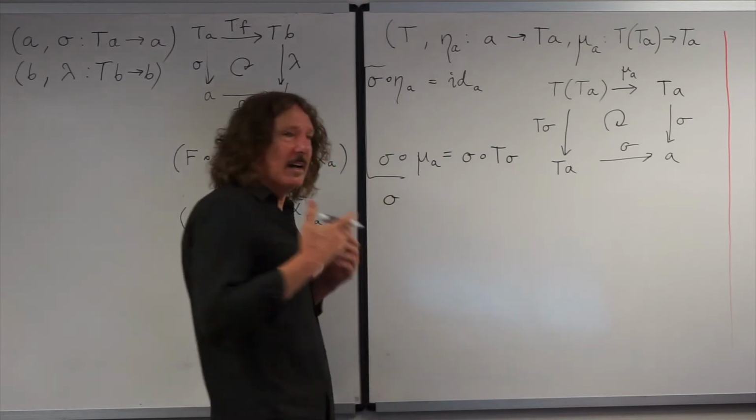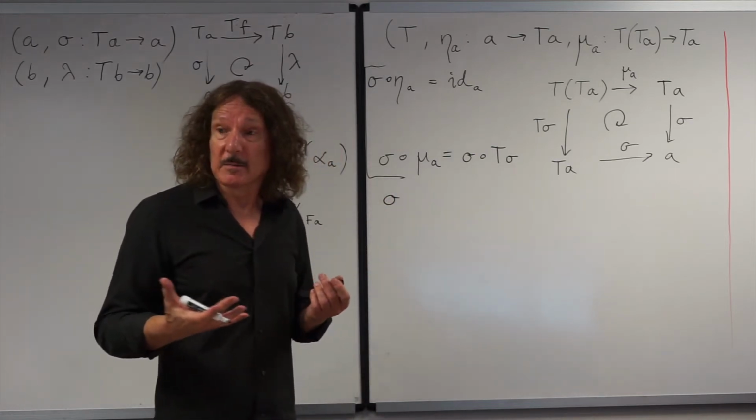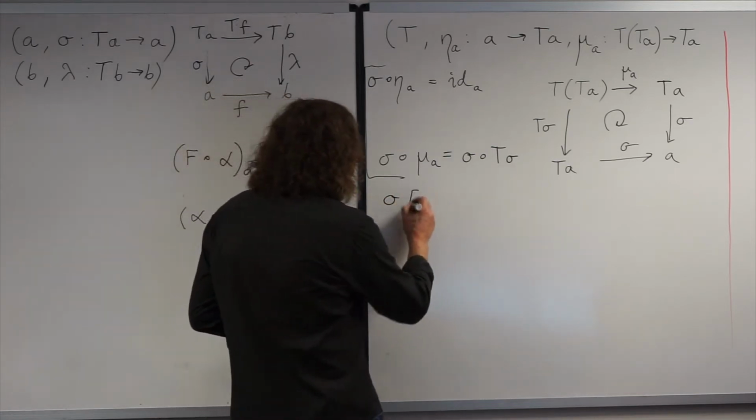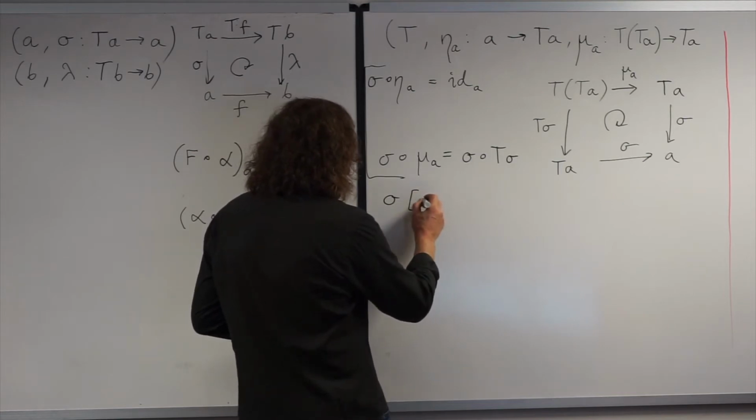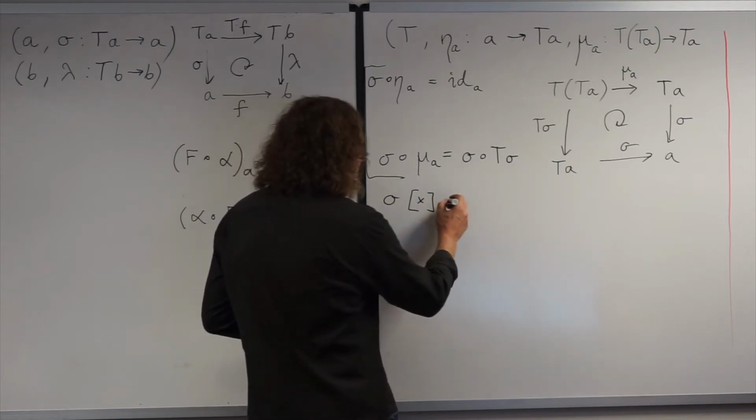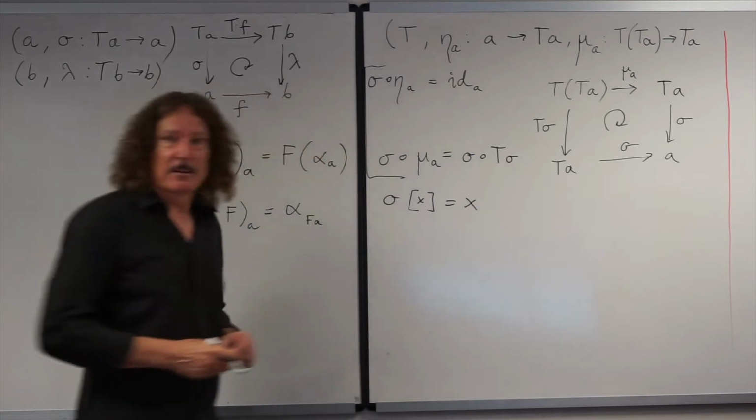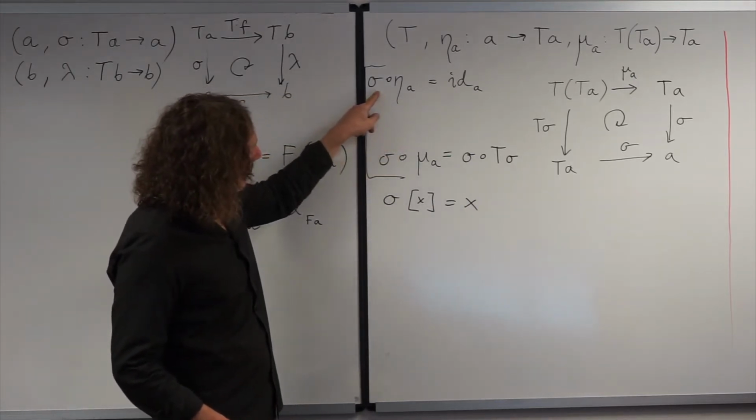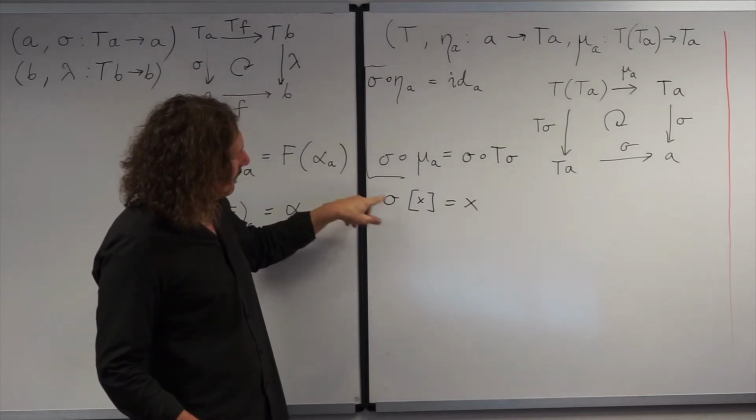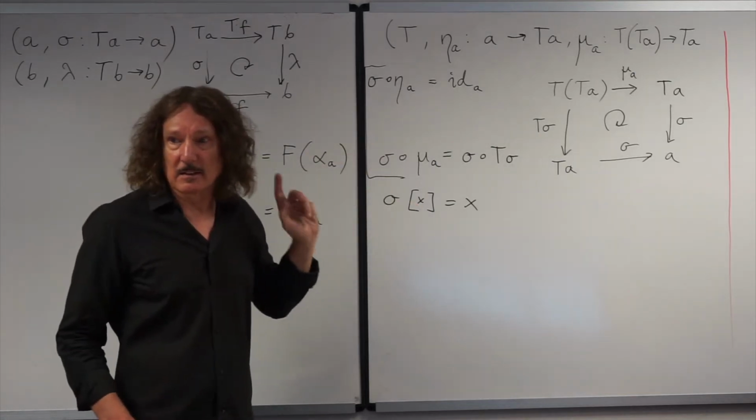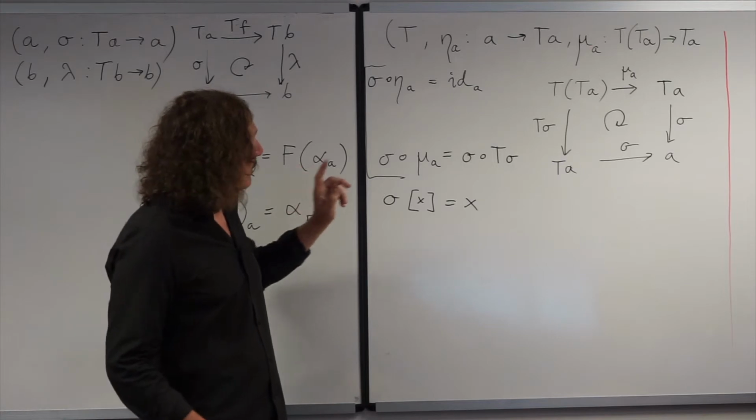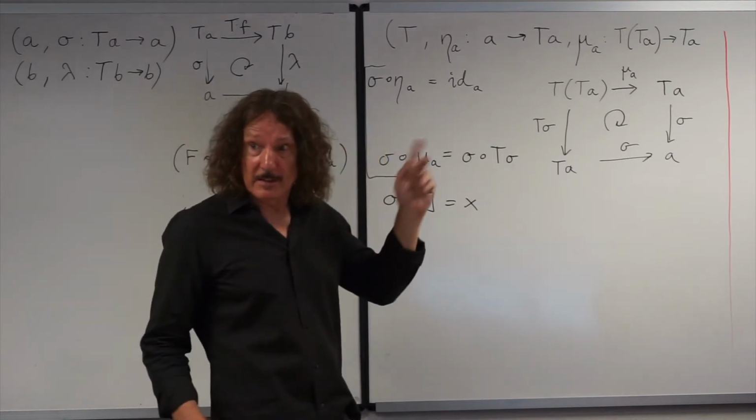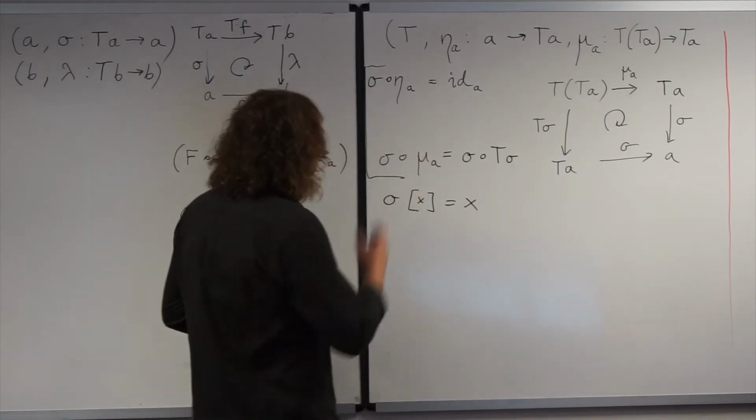So we have some kind of algebra sigma, right? And we know that when it's acting on a singleton list, it will give us the value of x, right? That's what this means. So that's a condition on sigma. This is how it should act on singletons, right? Because eta for a list is a singleton.